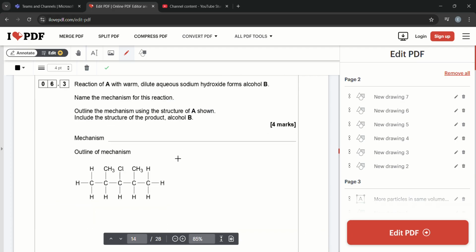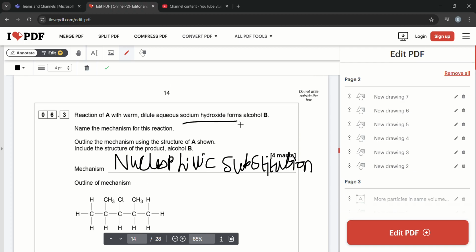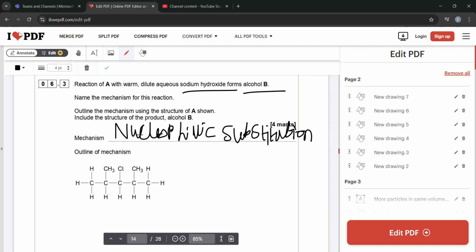Reaction of A with warm dilute aqueous sodium hydroxide. Nucleophilic substitution. Because how do I know? Sodium hydroxide will form an alcohol. Yeah, that's obviously going to be nucleophilic substitution.